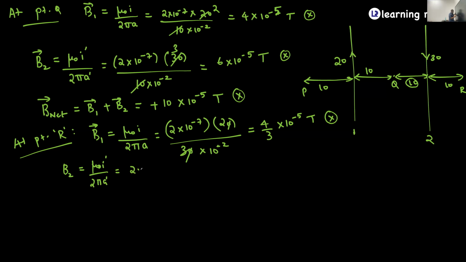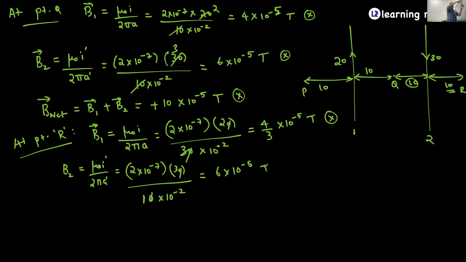So mu naught by 2 pi is again going to be 2 into 10 power minus 7, into the value of I dash, which is 30, the whole divided by 10 into 10 power minus 2, because from here to this point, the distance is 10. So 10 into 10 power minus 2, the zeros are gone. So you will have 6 into 10 power minus 5 Tesla.